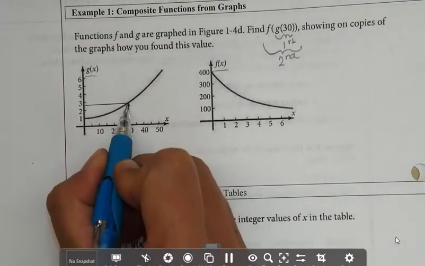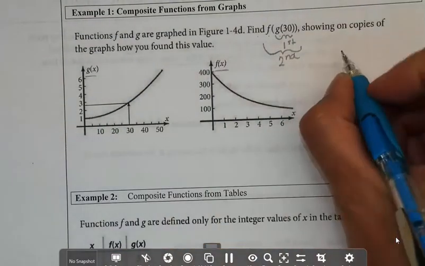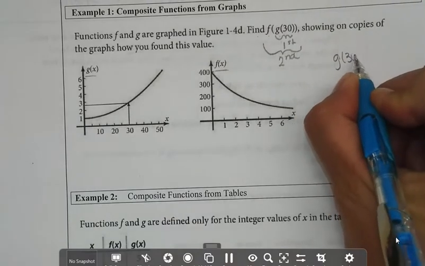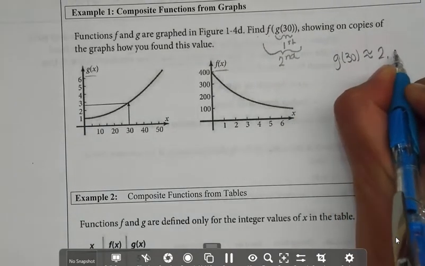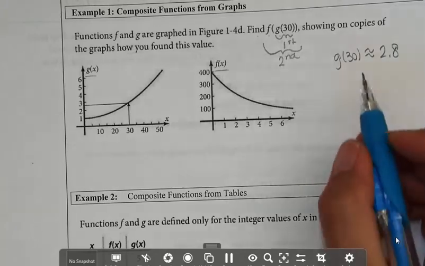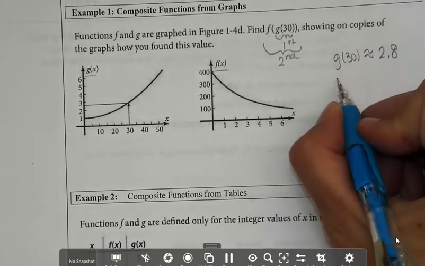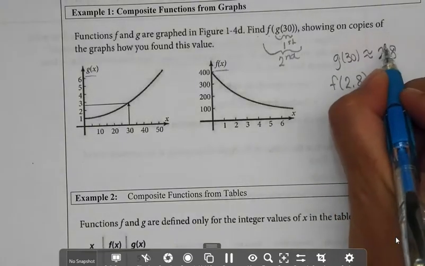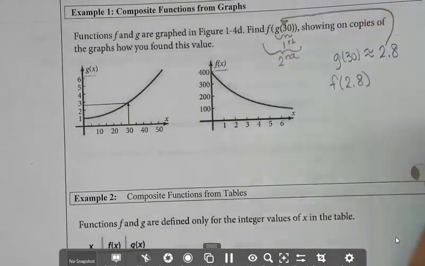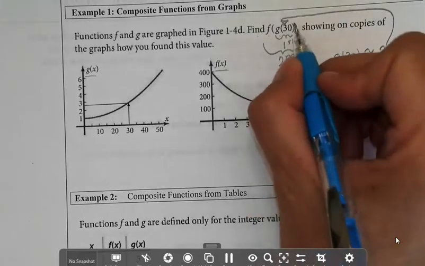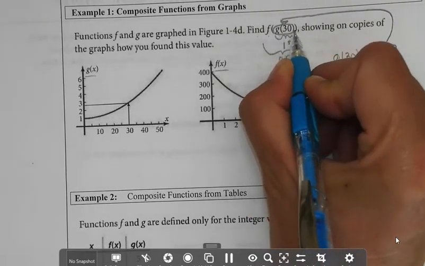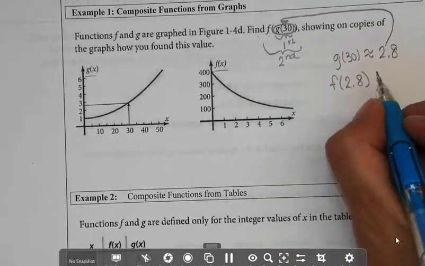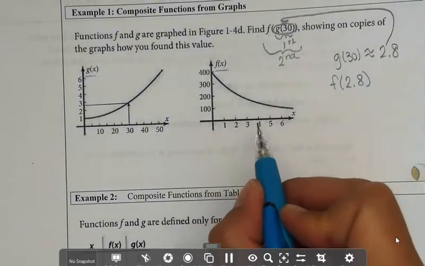So I'm going to say it's approximately 2.8. Okay, so I know that g of 30 is approximately 2.8. Now what I need to figure out is f of 2.8, because that 2.8 goes right in here for g of 30. It takes up this whole thing. This whole thing becomes 2.8. So f of 2.8 now, so now I'm going to go to my f function.